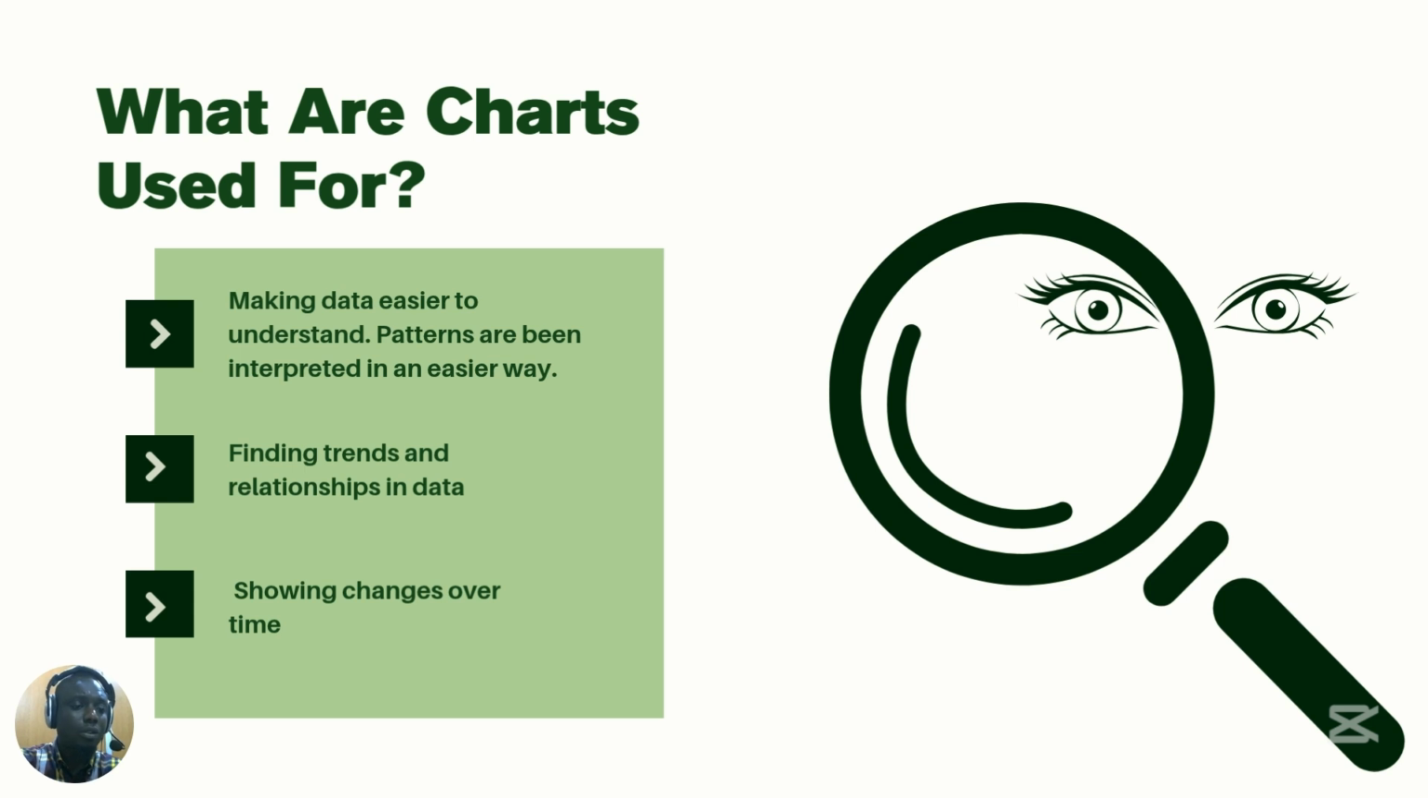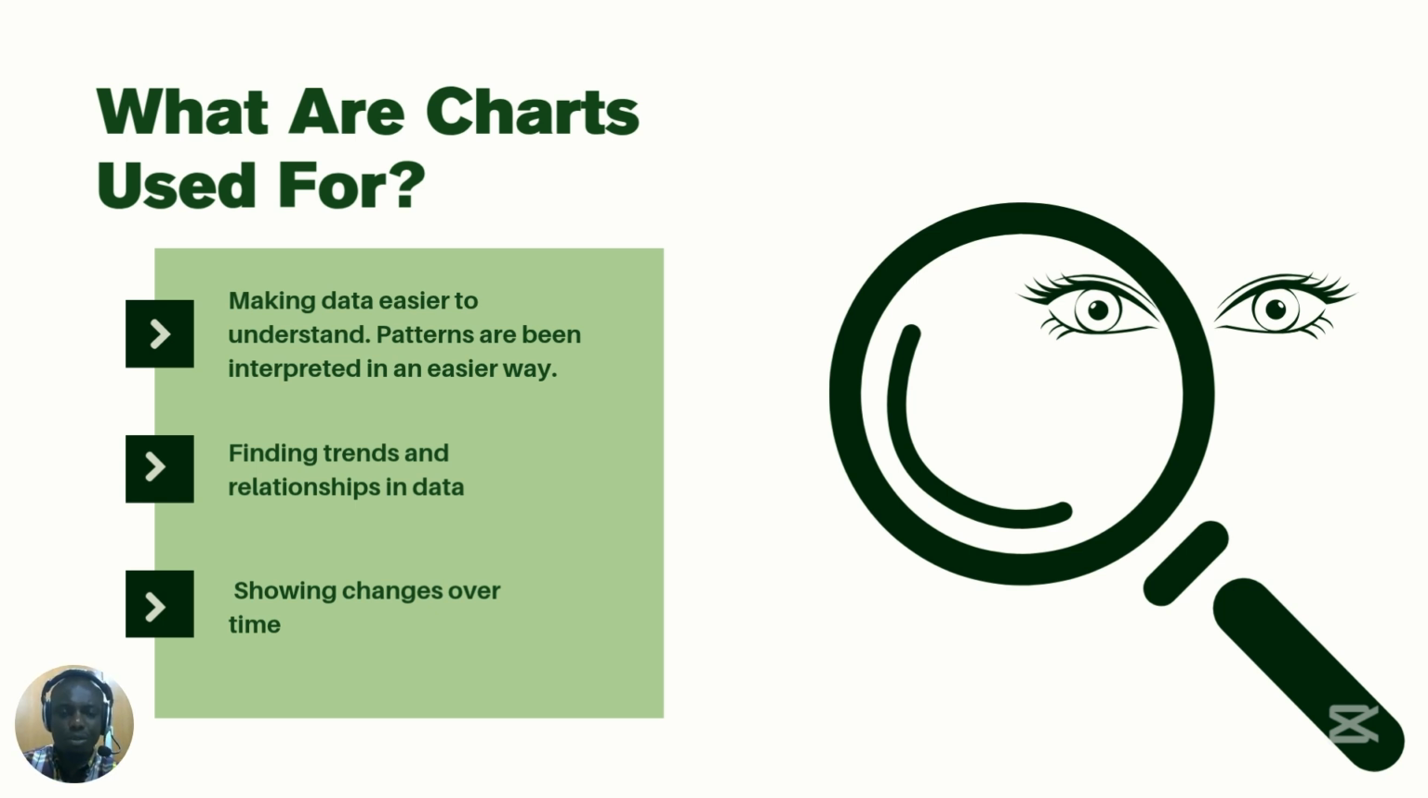Let me proceed back to the other slide. Now, the next use of charts, it helps us to find trends in data. What do we mean by trends? A trend is a chart that shows fluctuation of something over time. Do you understand? I want to use, for instance, the price of Bitcoin.